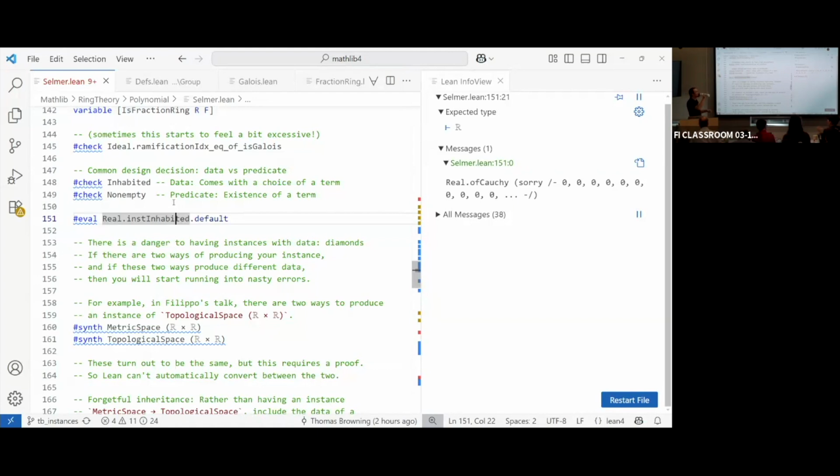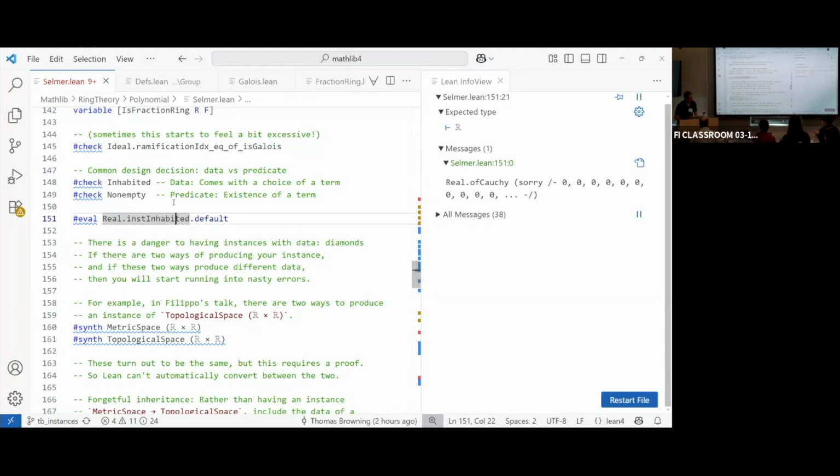So non-empty is not the complement of the type empty. No, non-empty is a predicate on types that says that the type is not empty. So it's not telling us that this object is not of the type empty.